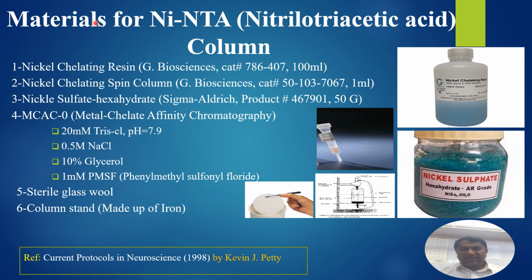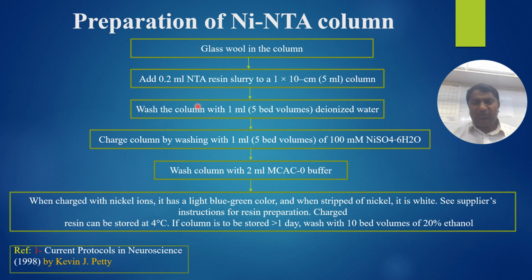So this is the method of how to prepare the nickel NTA column, and these are the components needed to prepare it: the nickel chelating resin and nickel chelating spin column, nickel sulfate hexahydrate, and MCAC (metal chelate affinity chromatography) buffer, along with sterile glass wool and a column stand which is made of iron. Next, this is the brief sketch of the procedure.